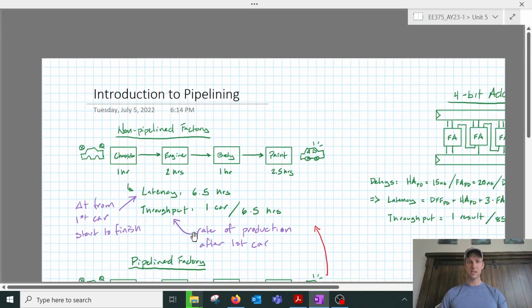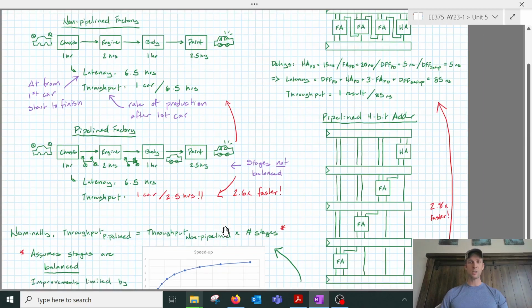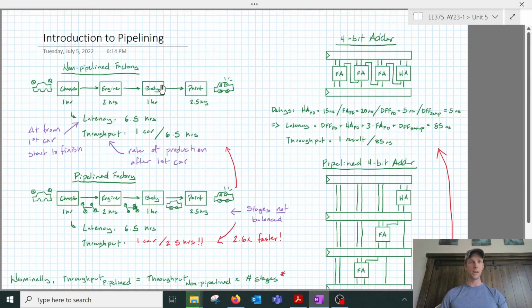Okay, so that is pipelining. What we're going to do for the next couple of lessons is talk about how we might apply this to our LC3 computer.